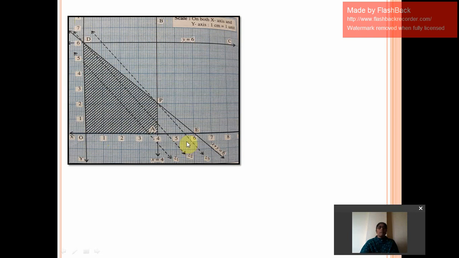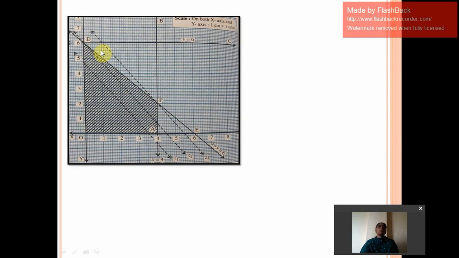The third line passes through the points 6, 0 and 0, 6. Plot the point 6, 0 and plot the point 0, 6. Join the line ED. Third line, join the line ED.